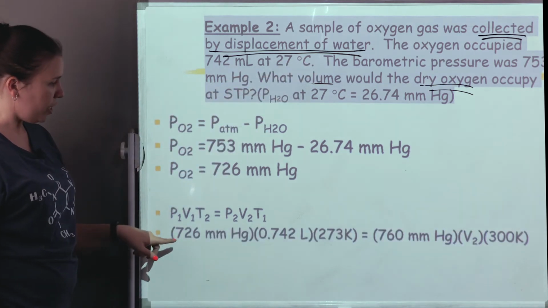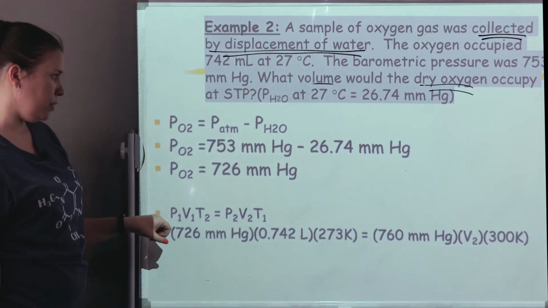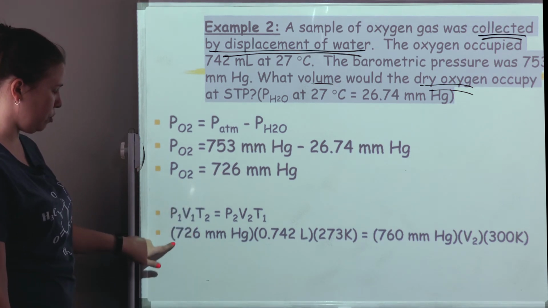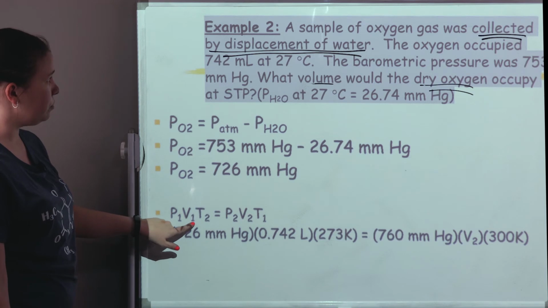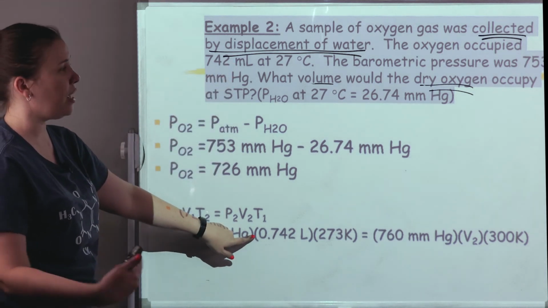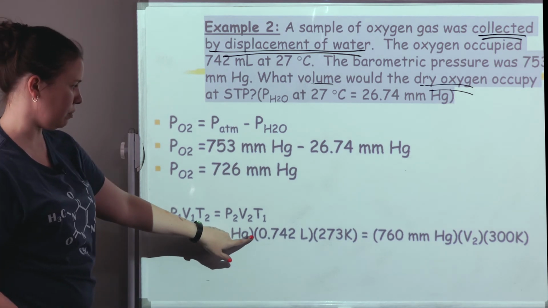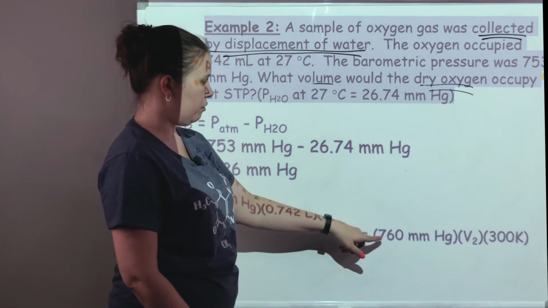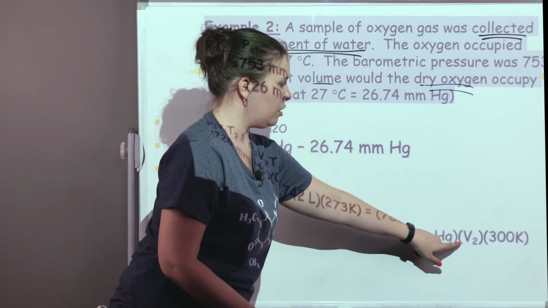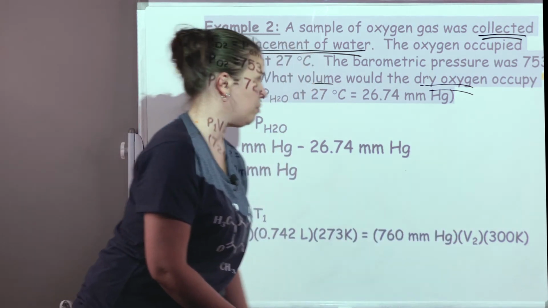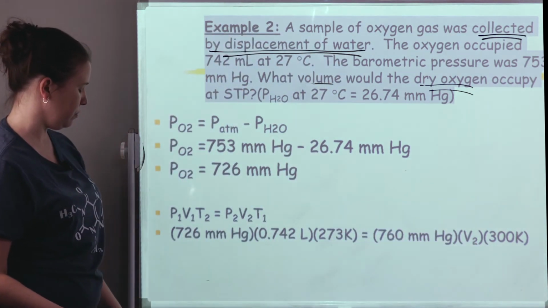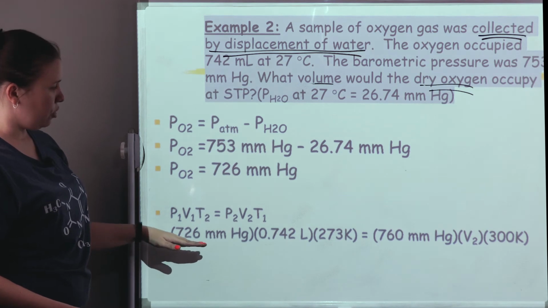So we're going to adjust the 753 to be 726 to plug in for the first pressure. Then your first volume is not in milliliters, but in liters. And then your second temperature would be your STP. Then we have the first pressure, which was your STP, the unknown volume, and then the first temperature, 27 degrees Celsius, changed to 300 Kelvin. So we're making sure that our units match.